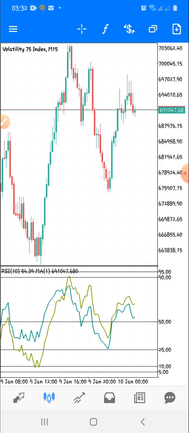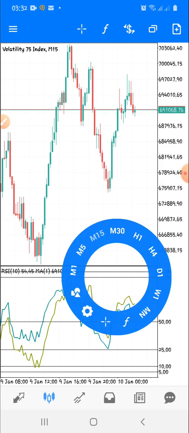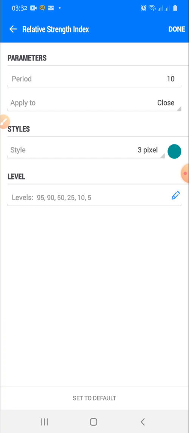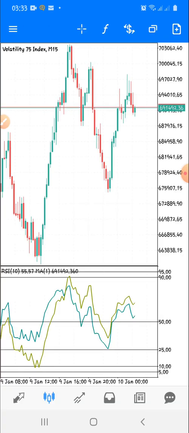So we will start by adding the two indicators, which is the RSI. You make the period 10, apply to close. I made it 3 pixels. The levels are 90, 95, 50, 25, 5 and 10. Then you click done. This is what you're going to see, only the lines.